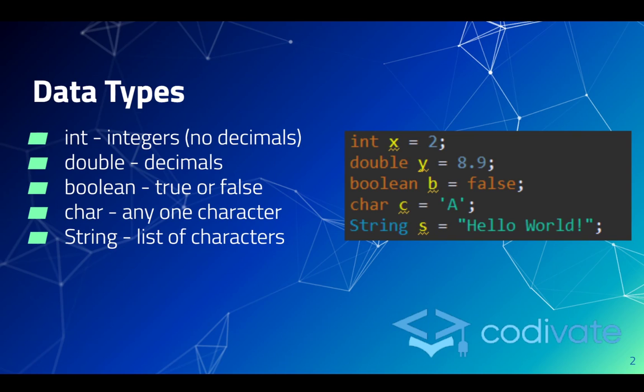Then you have char. Char is another primitive that can hold any one character or any one symbol. The thing about this is that it can only hold one character. You can't put two characters in a char. But with a string, which is not a primitive, you should note, that holds multiple characters in a list. And that allows you to have a whole word or a sentence.